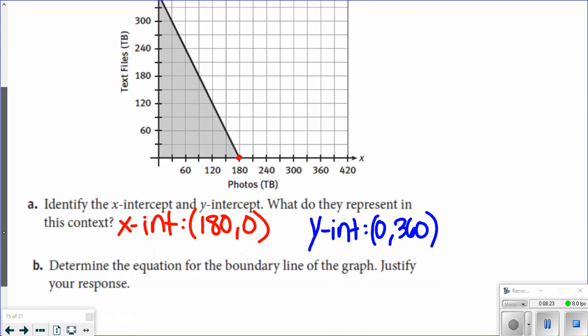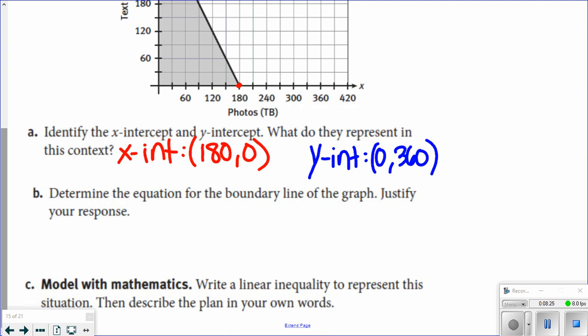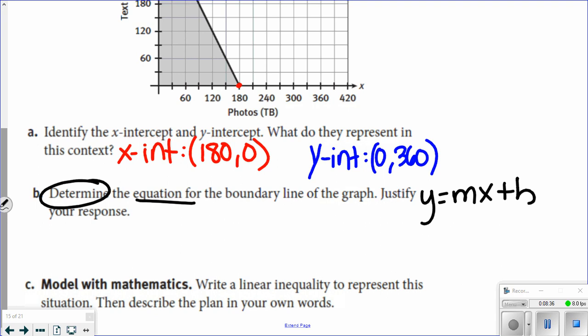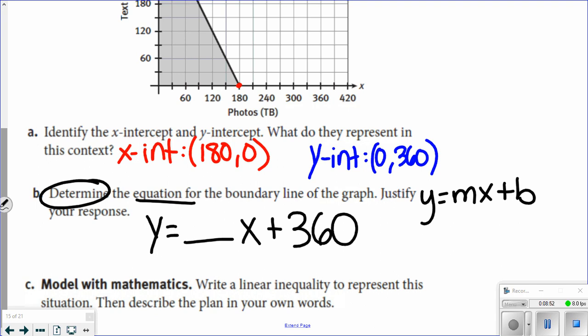And then question B says, determine the equation. Well, the easiest way to write an equation from a graph is y equals mx plus b. M is our slope. B is our y-intercept. Oh, we already know what our y-intercept is. So y equals slope x plus b, which is 360, my starting point on my y-axis, my y-intercept.